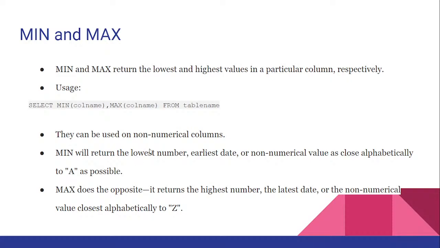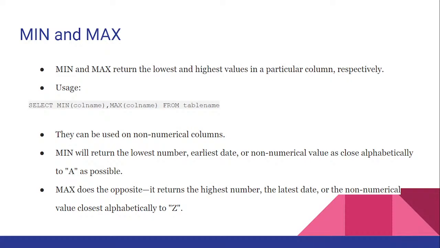Unlike sum, this doesn't just work on numerical columns. It'll also work on strings and dates. So if I say I want the minimum of some date column, it'll give me the earliest date. Or if I want the minimum of a string column, it'll give me the result in alphabetical order, the string starting with A. That is, they occur first in alphabetical order, and so they are counted as minimum.